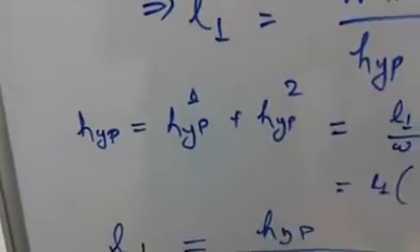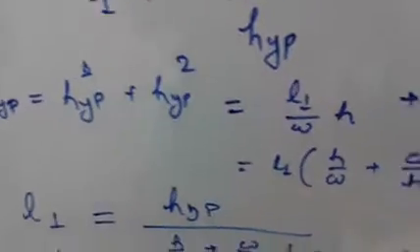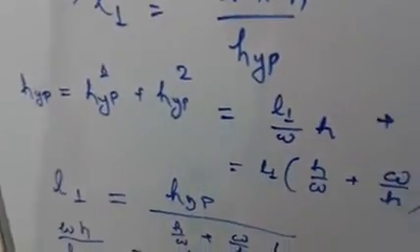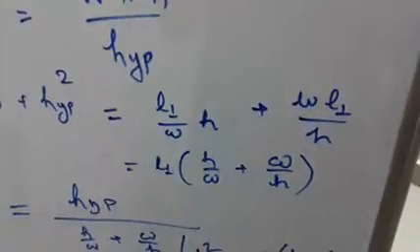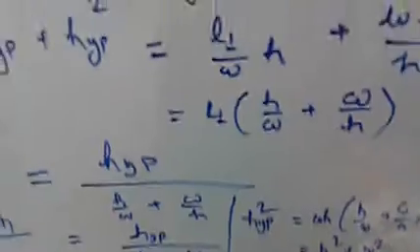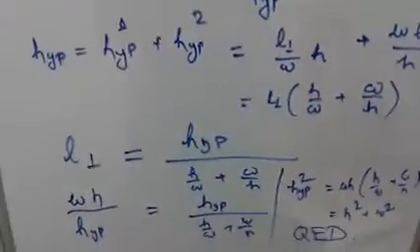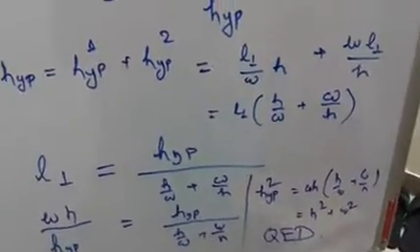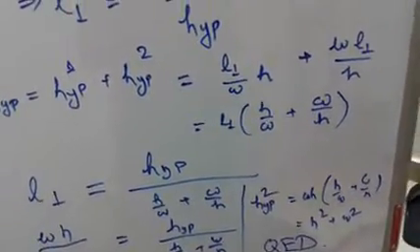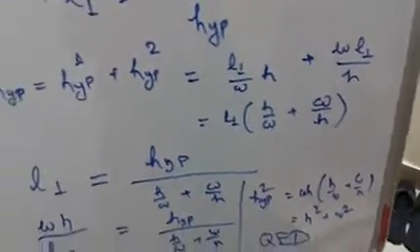Now, of course, h by p, the hypotenuse, is the sum of the two parts, h by p1 and h by p2. So we get h by p equals h by p1 plus h by p2. That becomes equal to L perpendicular by w into h plus w into L perpendicular by h. That is L perpendicular into h by w plus w by h.